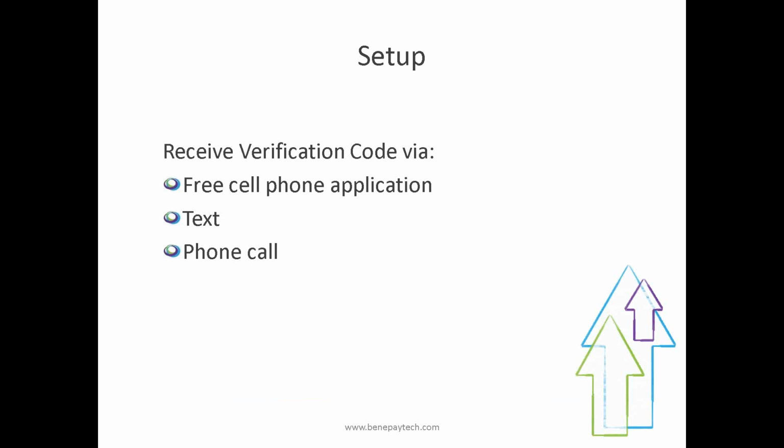Next, you will select your primary method for receiving a verification code. The 3 available methods are via a smartphone application, via text message, or receiving a voice phone call. We'll review the remaining steps for each of these methods.